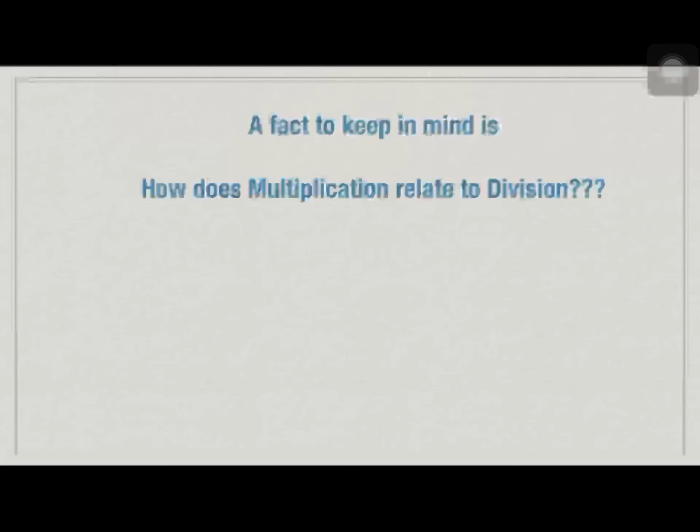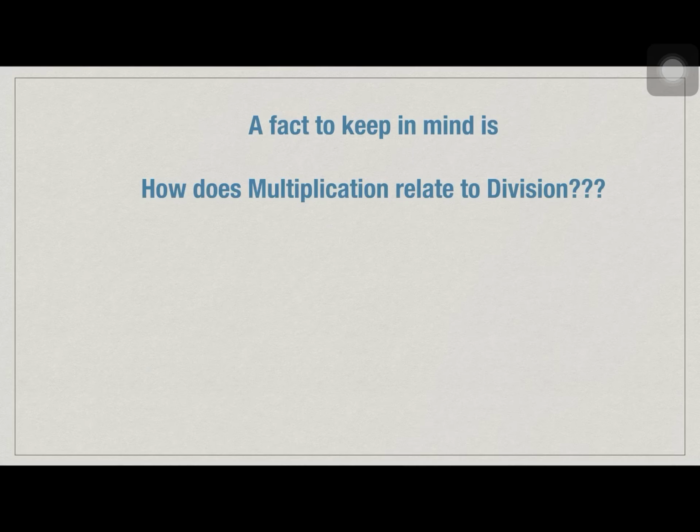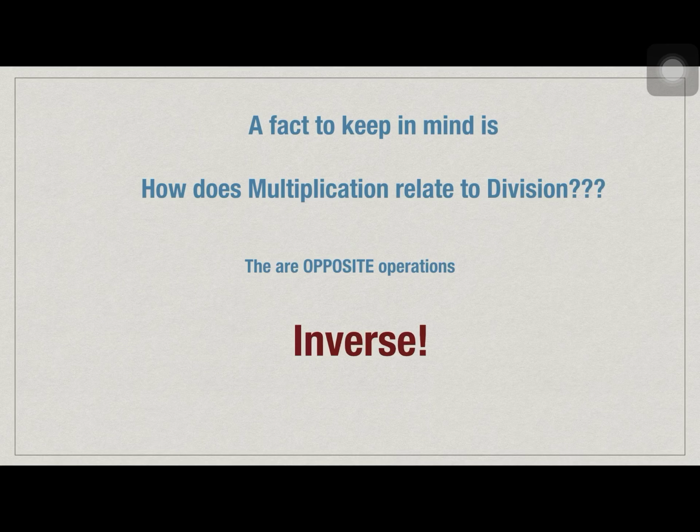A fact I want you to keep in mind is how multiplication and division relate to each other. Those two operations, multiplication and division, are opposite operations. You can undo one by using the other, right? So the math word we say for opposite operations is inverse operations. Multiplication and division are inverse. Addition and subtraction would be inverse operations.